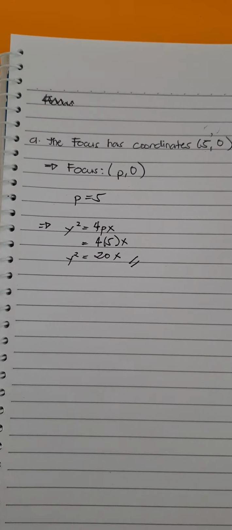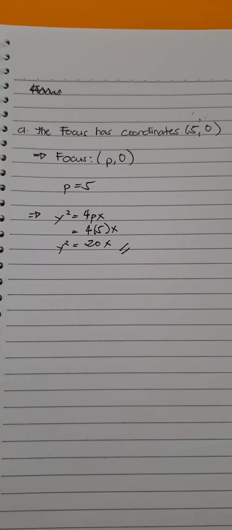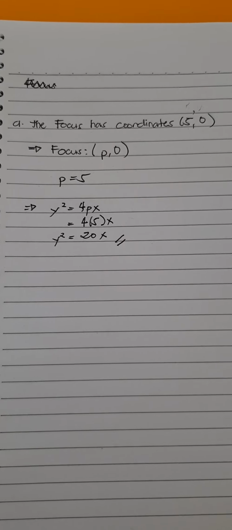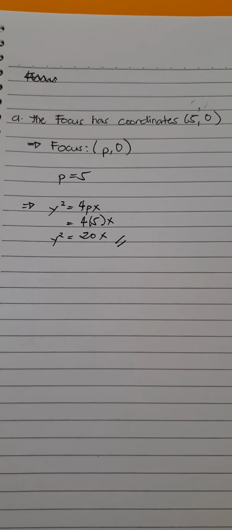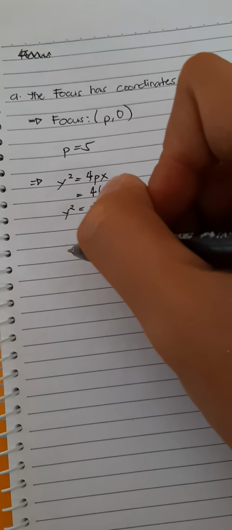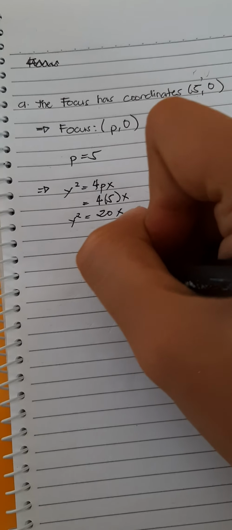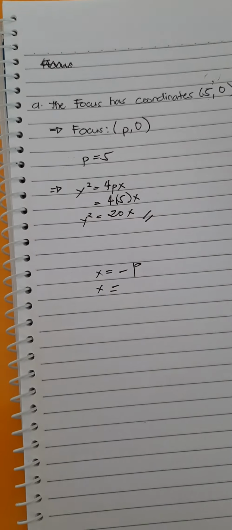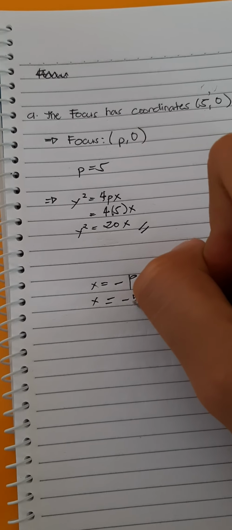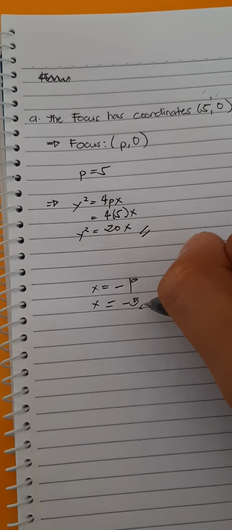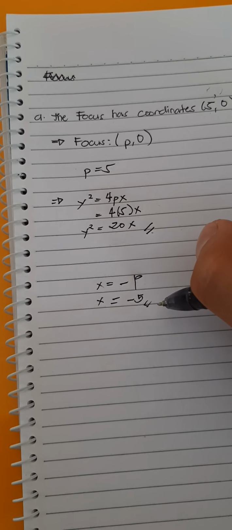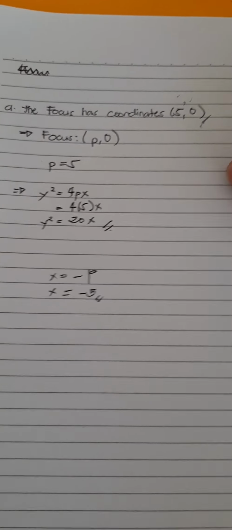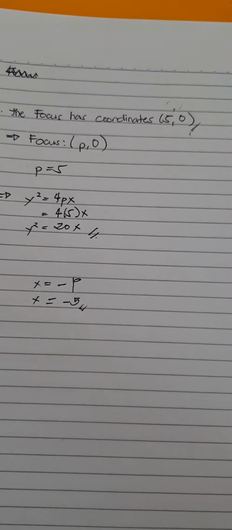Next, how are we going to plot the directrix? We need to find its equation first before plotting it. The equation of the directrix is x equals negative p, so we have here x equals negative 5. That's it. We now have the equation, and the directrix and the focus are given, so we will now plot the graph of this parabola.